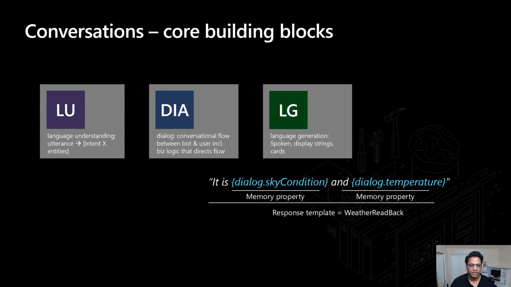Language generation, in some sense, is the reverse of language understanding. Given what your bot knows up until that point in time, how does it generate grammatically correct, meaningful, yet variable responses to communicate back with the user?